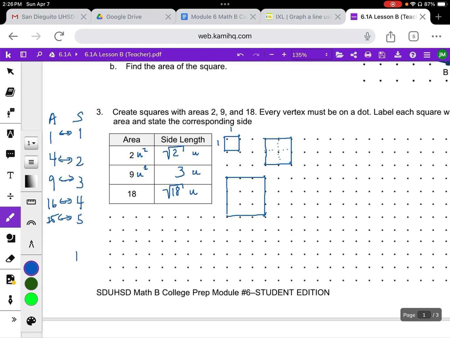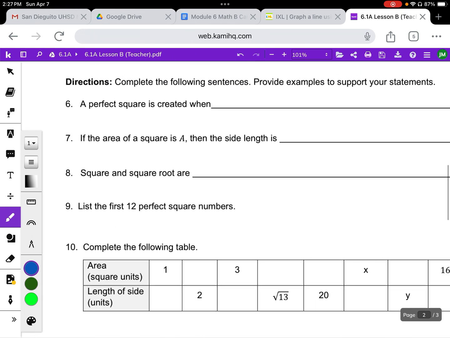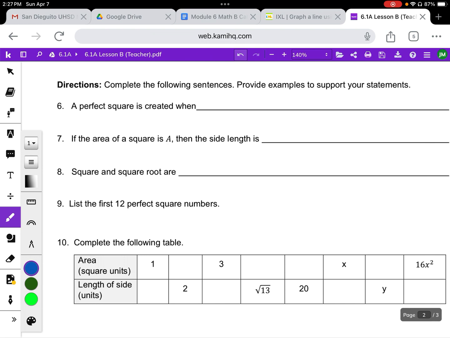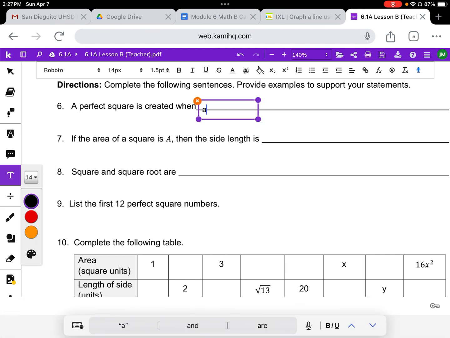All right, so we didn't do all of number 3, but we got some of that down, and we're going to go to the next page and fill in number 6. It says, complete the following sentences and provide examples to support your statements. A perfect square is created when a whole number is raised to the second power.